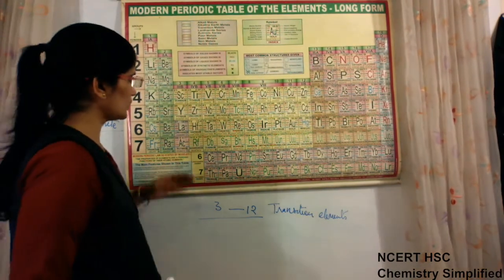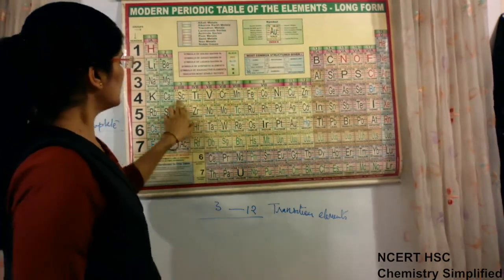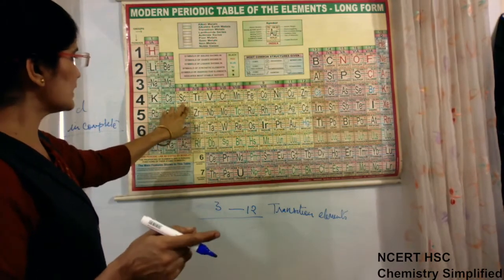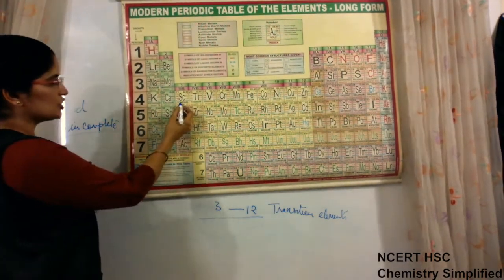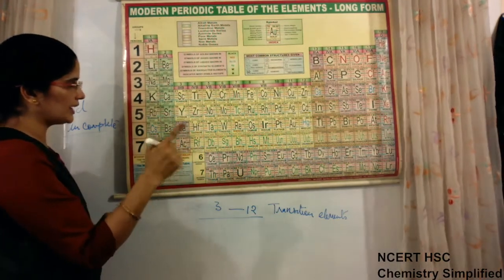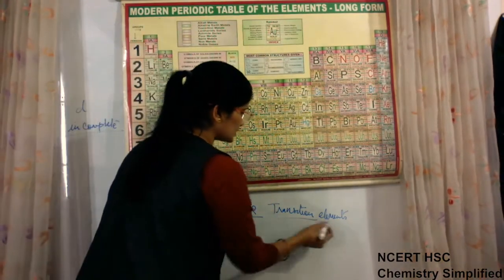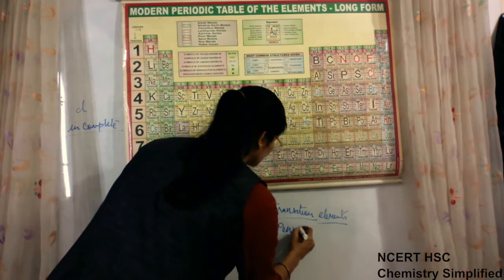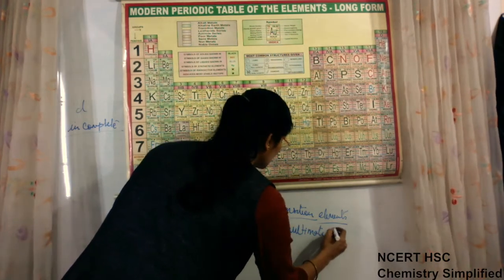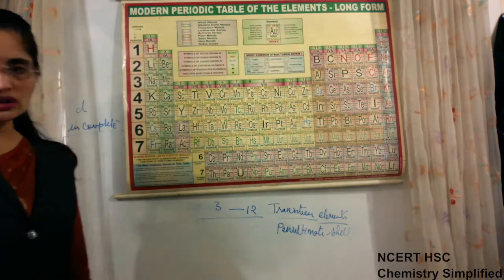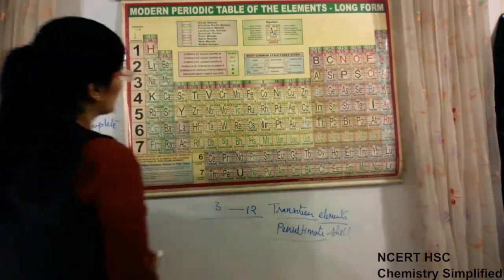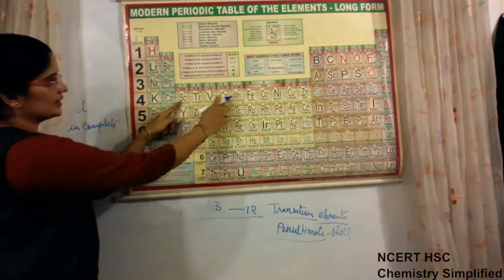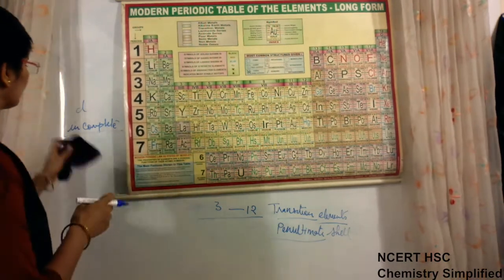Clear? In all these elements, electrons are going into the d subshell. Because the d subshell is never the main subshell, it is always one less than the main subshell, hence it is transition. Or you can say penultimate shell. The shell which is not the main shell is the penultimate shell. So electron enters the penultimate shell: if it is 4s, this is 3d where the electron is going.